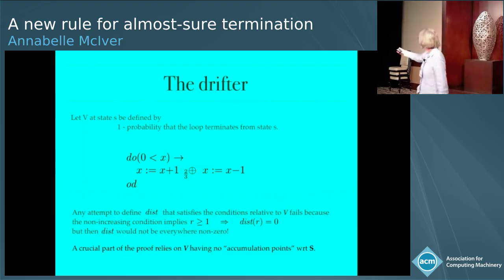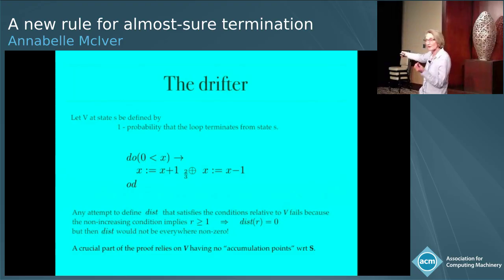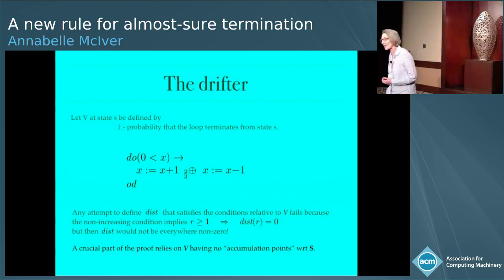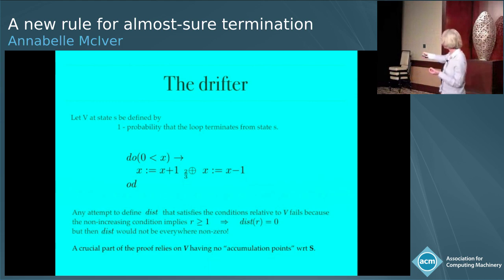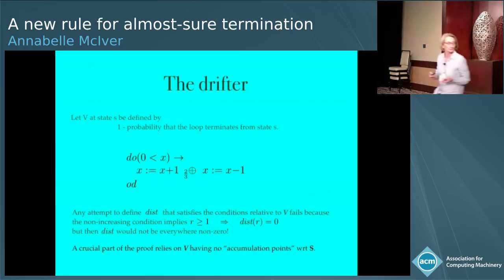What's happening here, though? So here I said that there is a super martingale, right? So this is 1 minus the probability that it terminates. So now let's try to define a dist condition here. And what happens is that for any real value at least 1, we find that because of the non-increasing condition, dist r has got to be equal to 0. And I said part of the conditions of our dist was that dist has got to be non-zero everywhere, because some non-zero distance has to be moved. The super martingale has to decrease by at least some non-zero distance. So we can't define these prob and dist functions with respect to this super martingale. And this is related to the no accumulation points, because in fact there is an accumulation point which is the thing preventing us defining that distance to be greater than 0. And in the proof of the rule, the no accumulation points is absolutely essential.